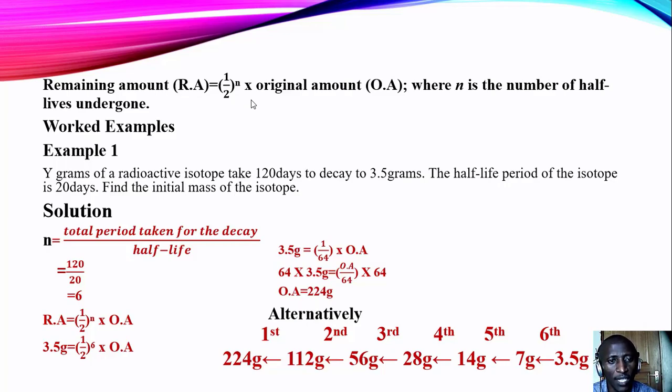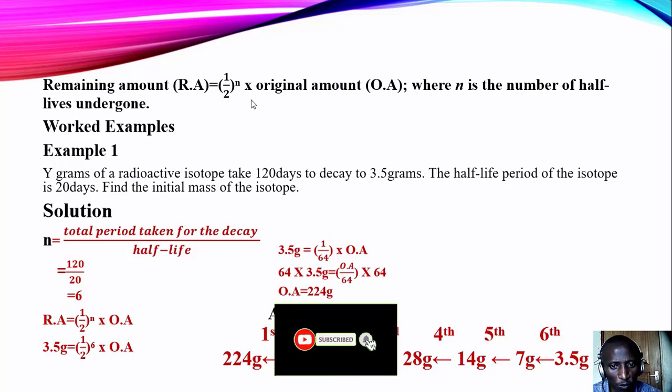In example 1, we look at y grams of a radioactive isotope that take about 120 days to decay to 3.5 grams. The half-life period of the isotope is 20 days. Find the initial mass of the isotope. In this case, we can work it out through 2 methods. In method 1, we first calculate the number of half-lives, that is, the total time taken for the decay to take place divided by the half-life. That is 120 days divided by 20 days, which gives 6 half-lives. Substituting that in the formula, remaining amount is equal to (1/2)^n times original amount gives 3.5 is equal to (1/2)^6 times original amount. Making original amount the subject of the formula, we get that the original amount is 224 grams.